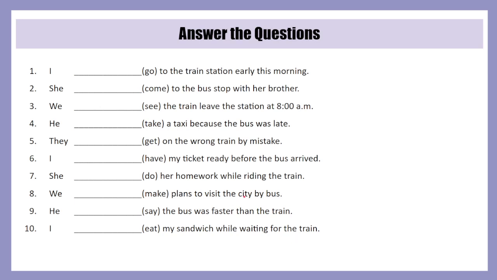Let's practice. I went to the train station early this morning. She came to the bus stop with her brother. We saw the train leave the station at 8 a.m. He took a taxi because the bus was late. They got on the wrong train by mistake. I had my ticket ready before the bus arrived. She did her homework while riding the train. We made plans to visit the city by bus. He said the bus was faster than the train. I ate my sandwich while waiting for the train.